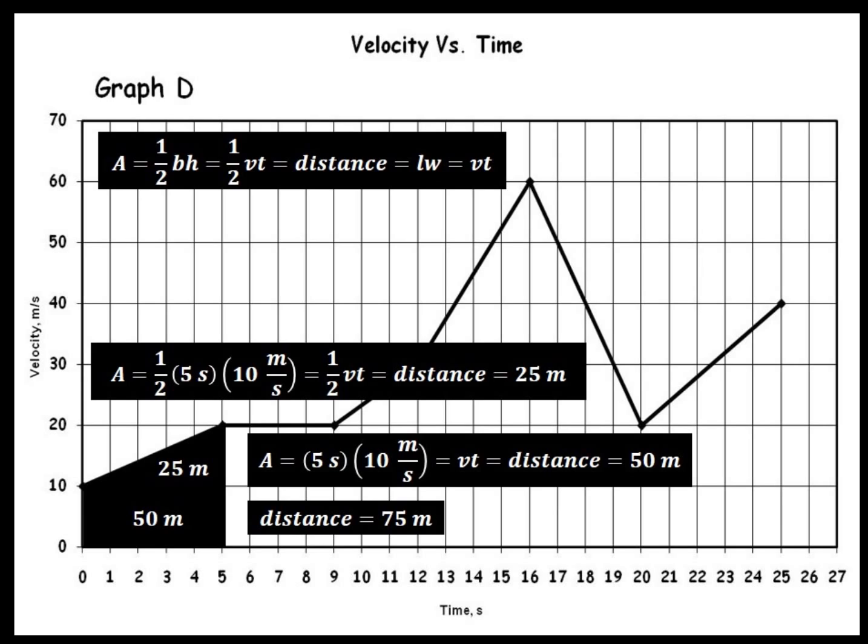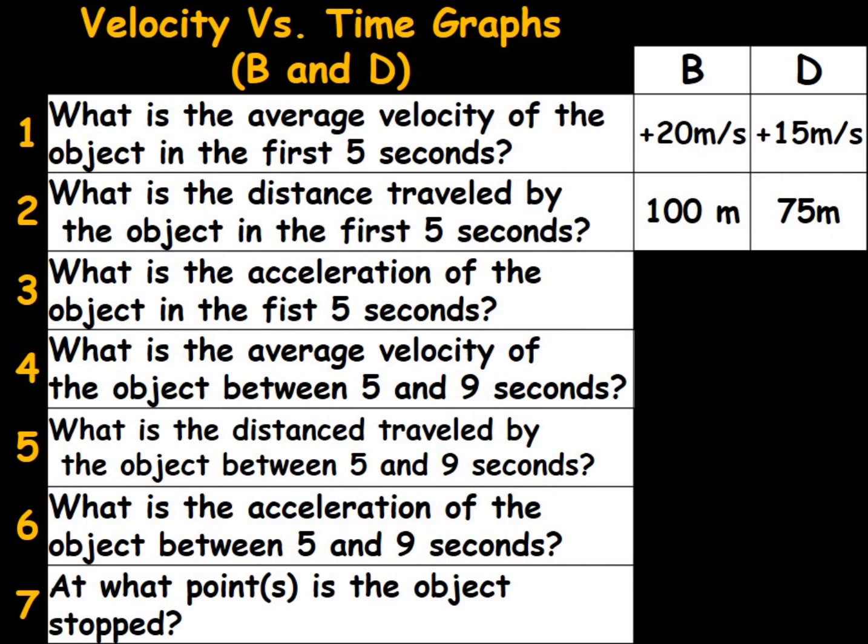Again, under the curve. Even though the curve doesn't go down to 0, it starts at 10, it's irrelevant. Again, listen carefully. It's the area underneath the graph, underneath the plotted line. So you see the two answers are 100 meters and 75 meters. Those are the distances traveled, the area under the curve.